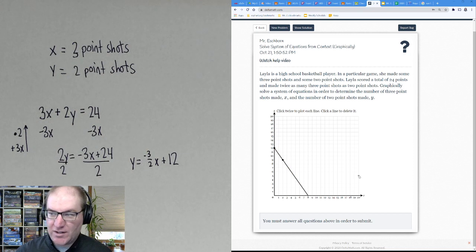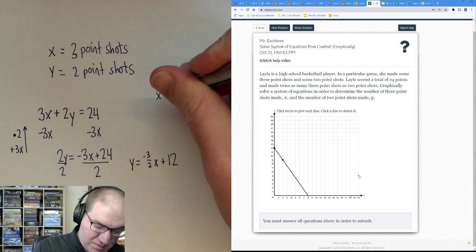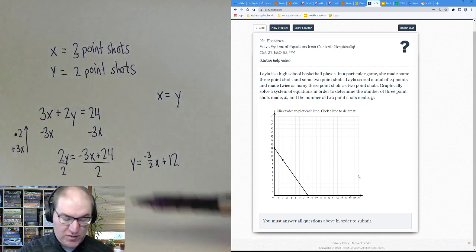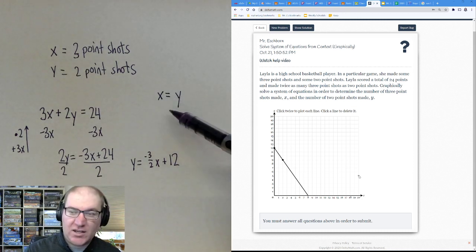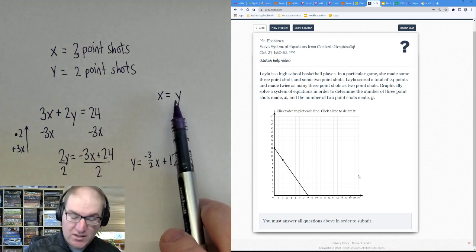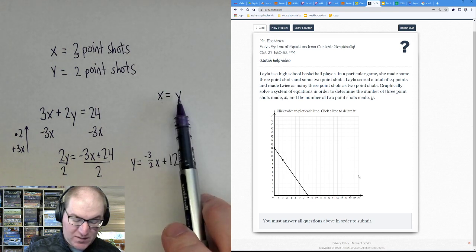Now the second equation that we're going to write is going to come from the fact that it says she made twice as many 3-point shots as 2-point shots. So x should be equal to y, right? But that's not true. They said that she made twice as many 3-point shots as 2-point shots. So these two are not equal, right? She made twice as many 3-pointers as she did 2-pointers. So this number is twice as big as this number.